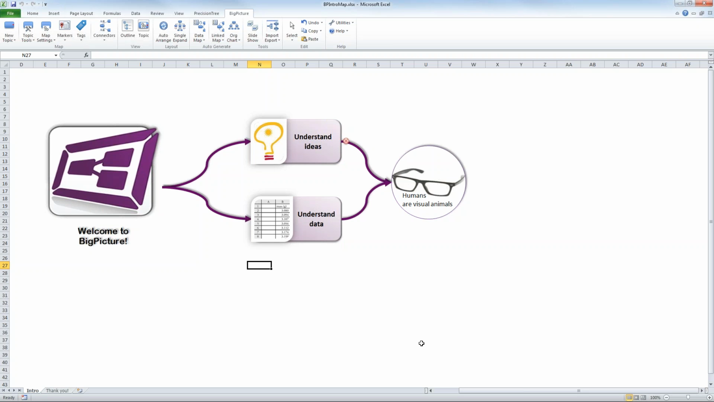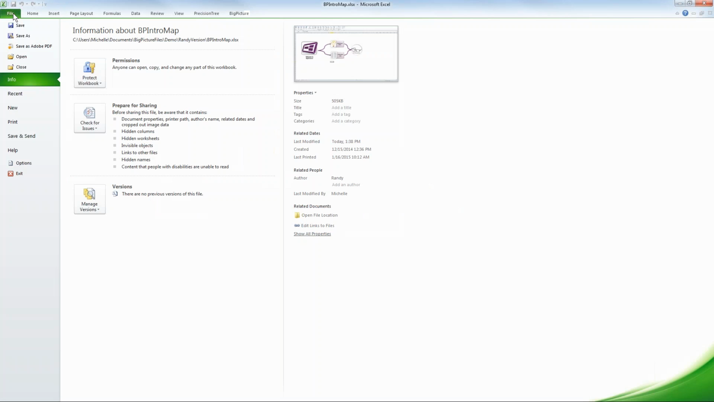PrecisionTree now has this ability to export quantitative decision tree models directly into BigPicture, turning them into those maps. But now we can also use BigPicture to almost map out what you're going to be doing afterwards with PrecisionTree. So you could use BigPicture to brainstorm and get everything going, build those relationships, and then put it into PrecisionTree and add values. So that's what we're going to talk about. Let's go to our 6 hats example.